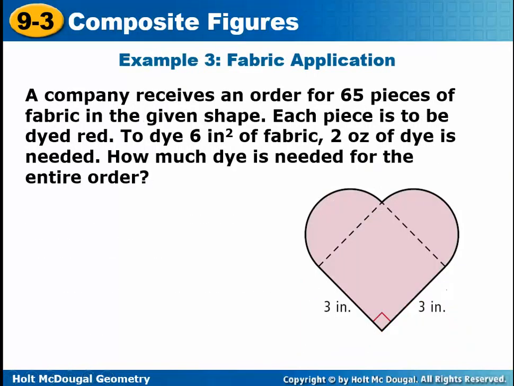This is just another application. In this one we have a square that's 3 by 3. That's 9. That one's easy to do. And then we also have this circle that it's a heart shape, but if you put these two bumps from the circle together, you would get one circle. So it says there's an order for 65 pieces of fabric to be this heart shape. Each piece is to be dyed red. To dye 6 inches squared of fabric, 2 ounces of dye is needed. How much dye is needed for the entire order? So the first thing you would have to do is figure out what is the area of this shape.